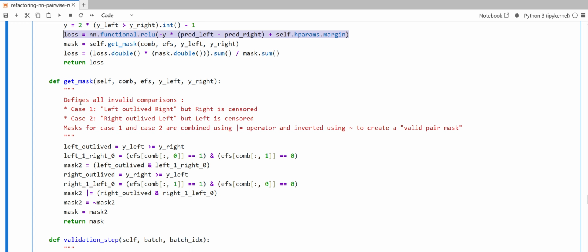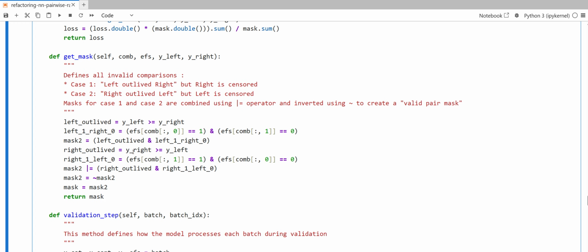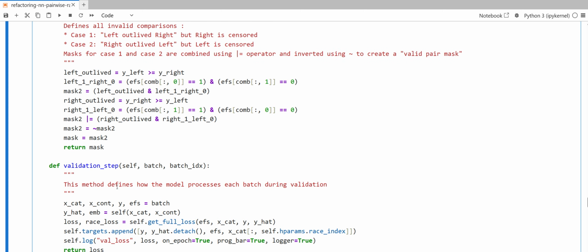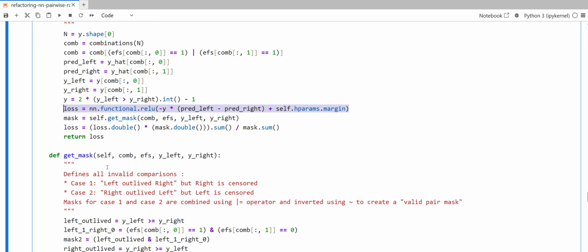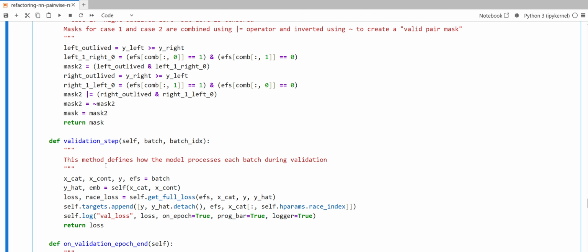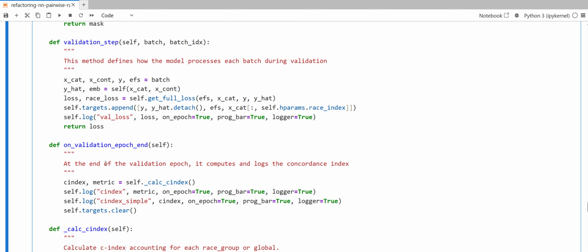5. Get mask. Not all pairs are valid due to censoring. This mask function takes into account the censored data. 6. Averaging. Finally, the loss is averaged over all the valid pairs. And don't forget get race losses. That function calculates a separate loss for each racial group to encourage fairness.